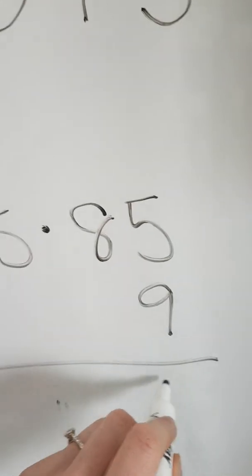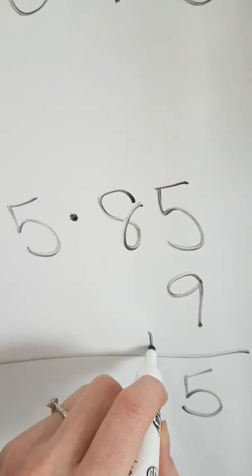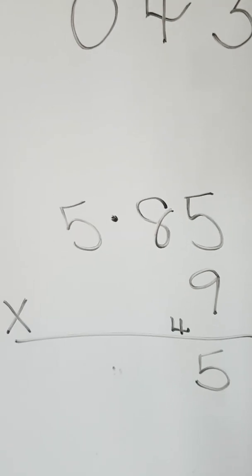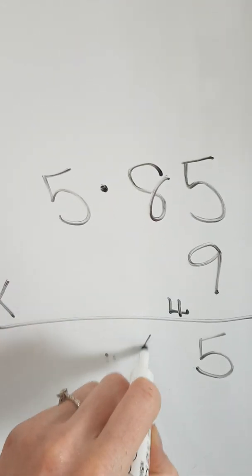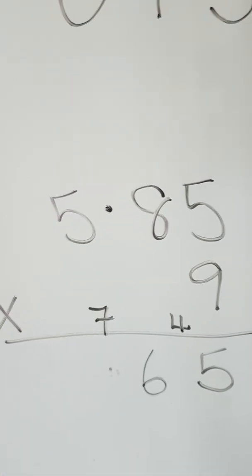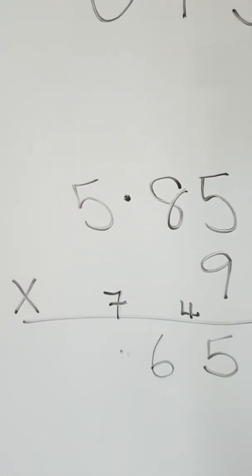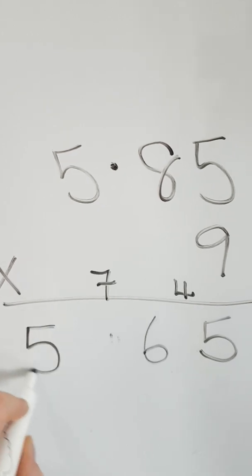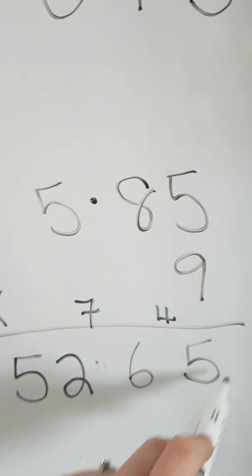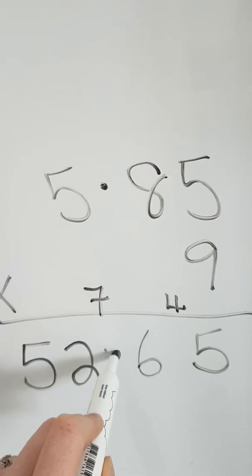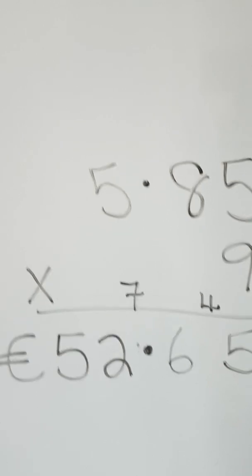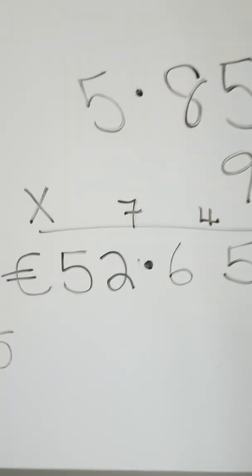So 5 9s are 45, so put down my 5 and carry my 4. 8 9s are 72 plus 4 is 76, so put down my 6 and carry my 7. 5 9s are 45 plus 7 is 52. And then if you have 2 spaces here to put in your decimal, so the answer is going to be €52.65.